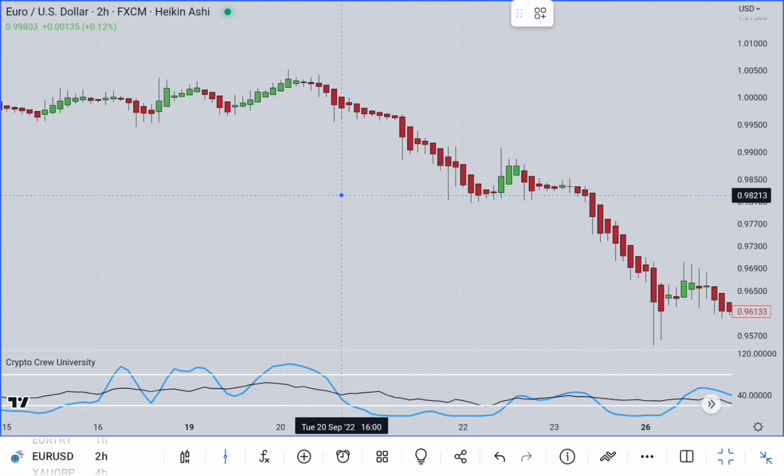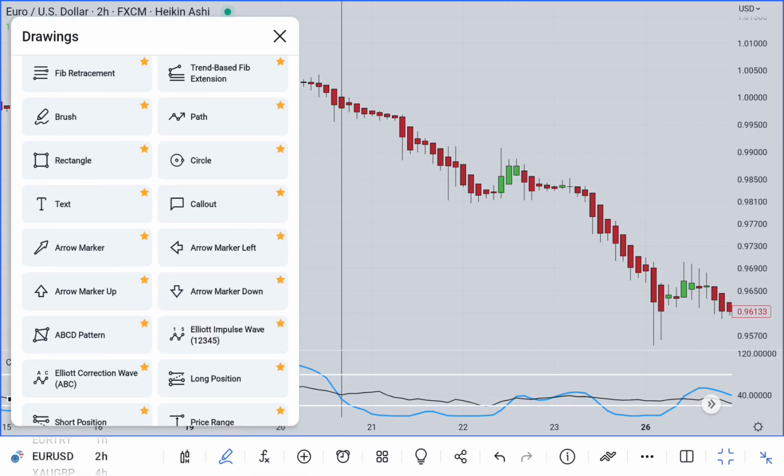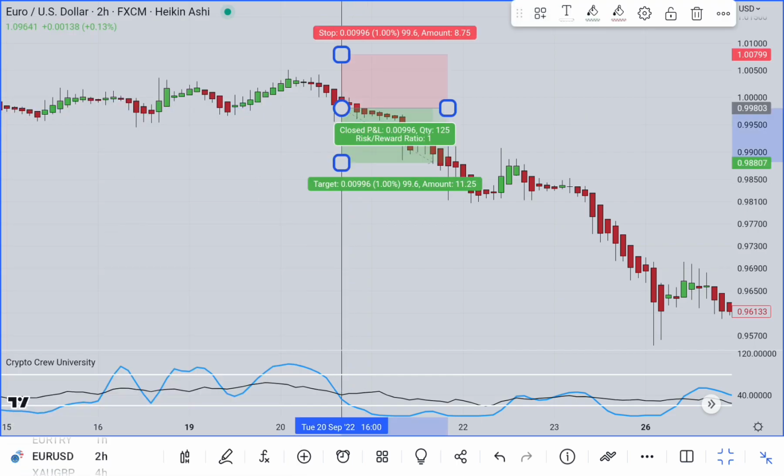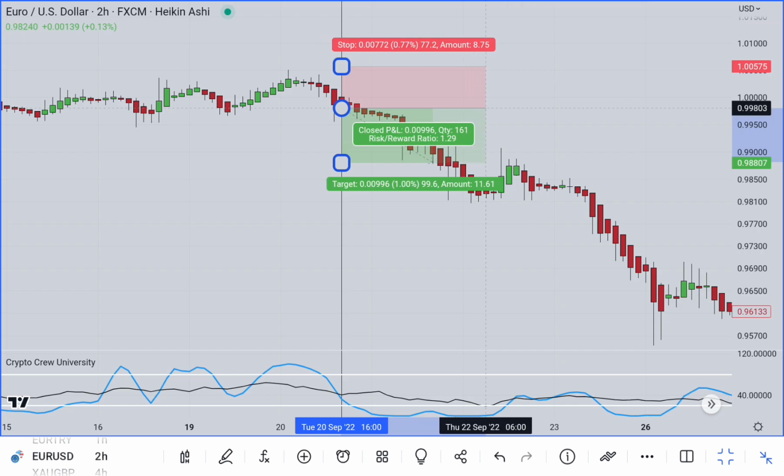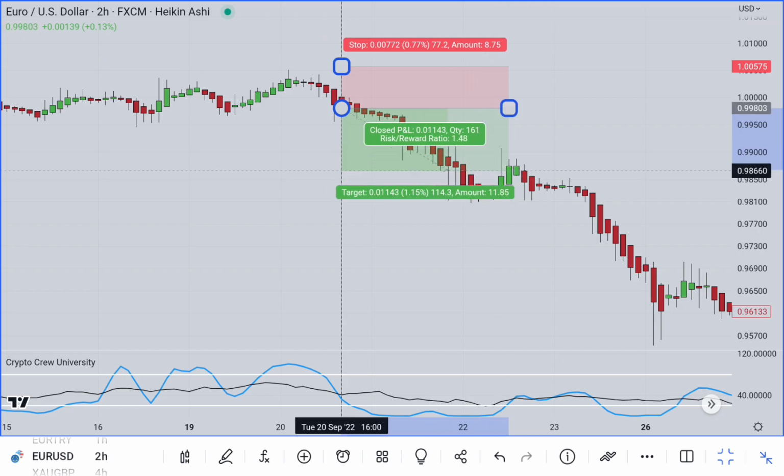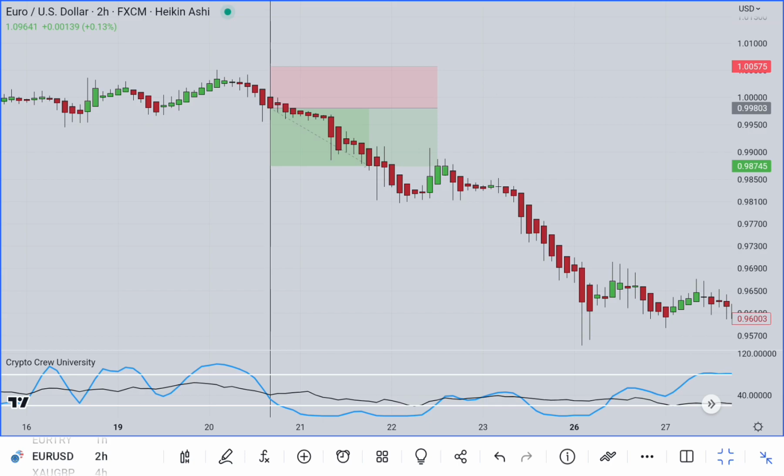I believe you have easily understood the rules of the strategy. It is a very simple model that can reach high profit levels. Now, let's look at a few examples of short positions and finish our video.